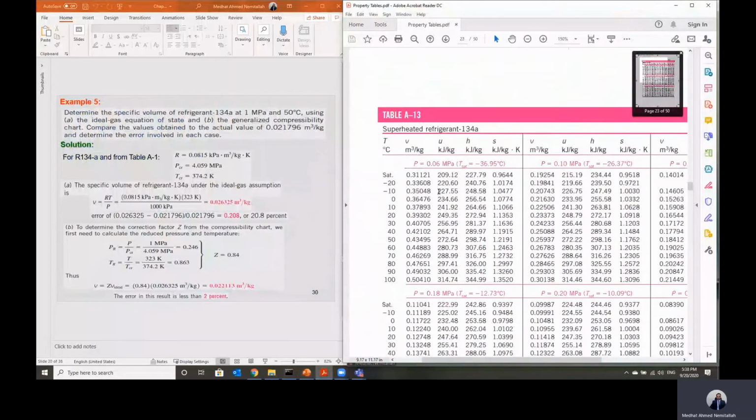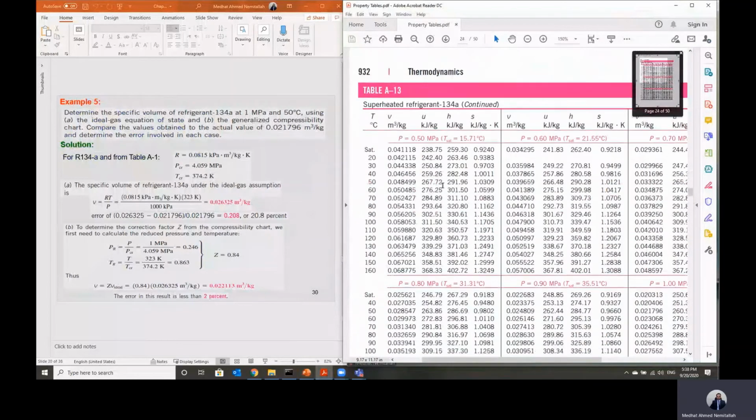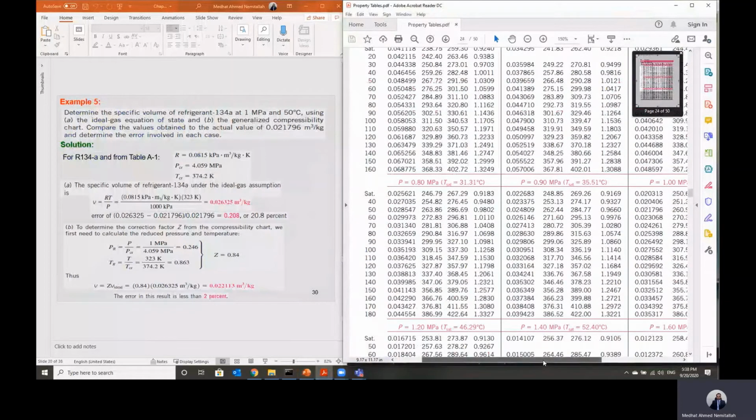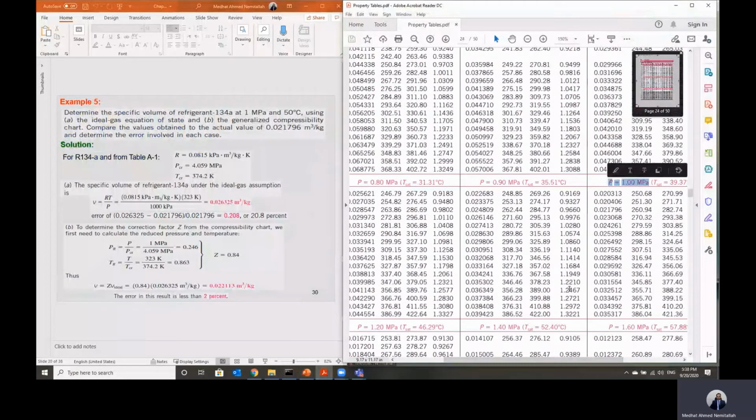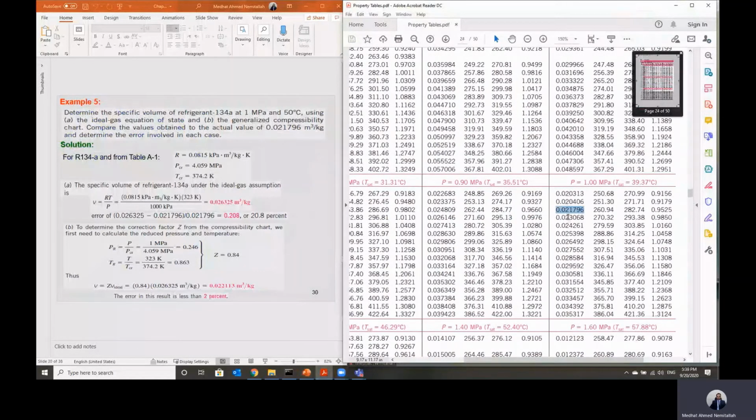For superheated refrigerant, I have to use table A13. At this pressure equal to 1 megapascal, this is the correct table, and at a temperature equal to 50 degrees C, that should be the column. Here we can see this is the actual value, because this table is based on experimental data. So v actual is equal to 0.021796 meter cube per kilogram, which is already given in your problem.